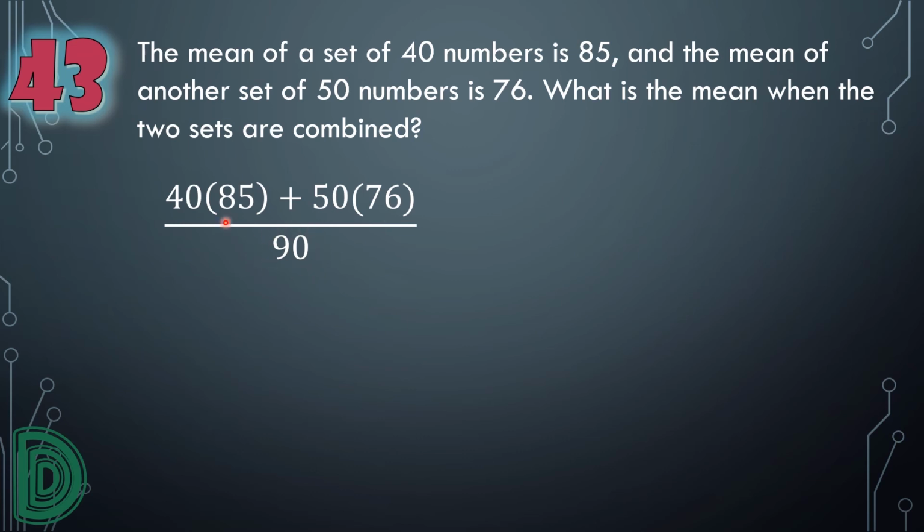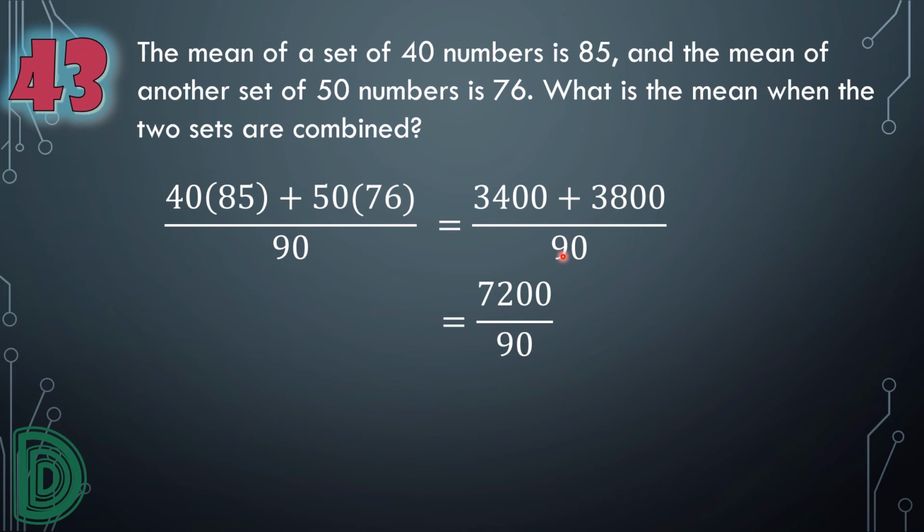So that will be 40 times 85 plus 50 times 76 divided by 90. So we have 3,400 plus 3,800 divided by 90. That will be 7,200 divided by 90. So the new mean is 80.